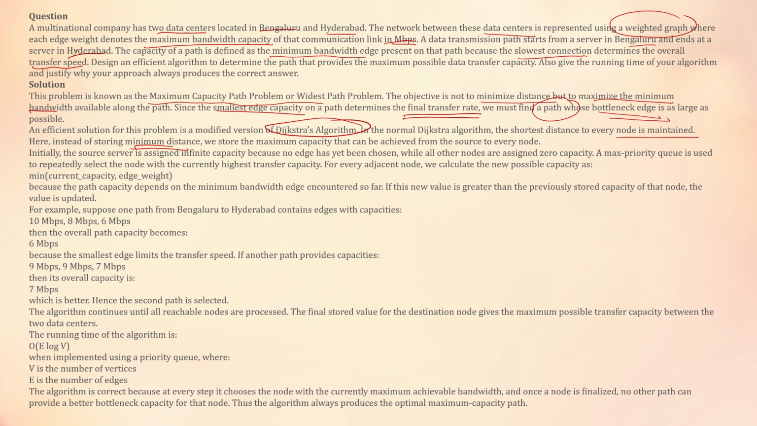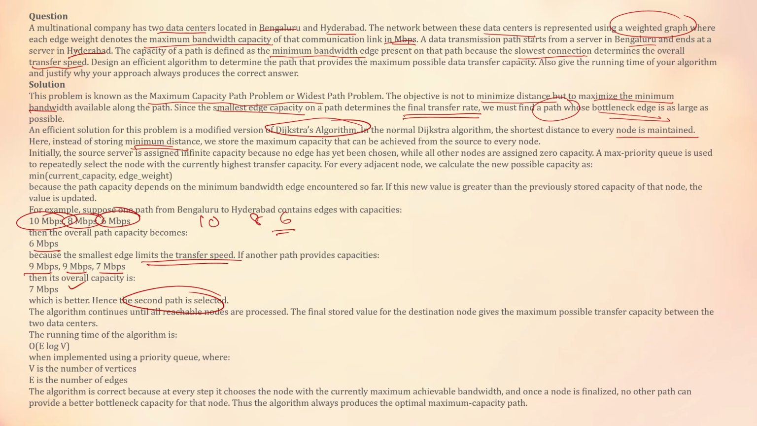Here also, let's understand with the help of an example. We have one path from Bengaluru to Ahmedabad, and these are the capacities: 10, 8, 6. Overall it becomes the smallest, 6 Mbps, because the smallest limits the transfer speed. If we provide another path, 9, 9, 7, then overall will be 7, which is better. So the second path is selected.